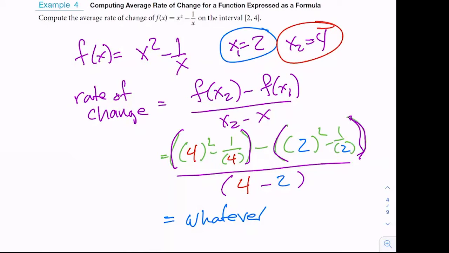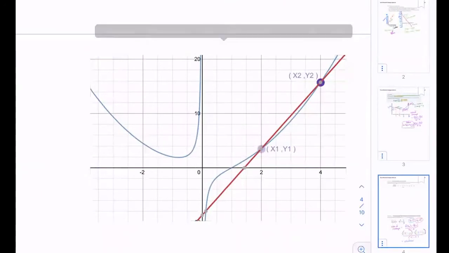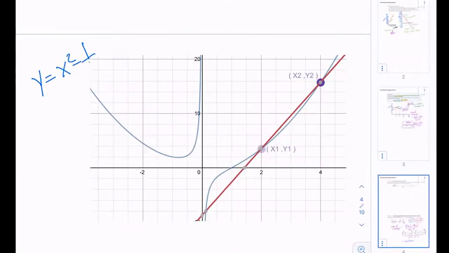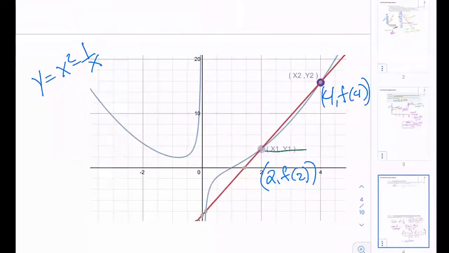So I want to show you how you can see this on a graph. So let me open up Desmos. So I did this on Desmos, and I've typed in the function y equals x squared minus 1 over x, and that's the blue function here. And I've selected the point 2, f of 2, and 4, f of 4, and we can look to find what the slope is between those. And so that slope is going to be the rise over the run. And that's exactly the value that we had up above.